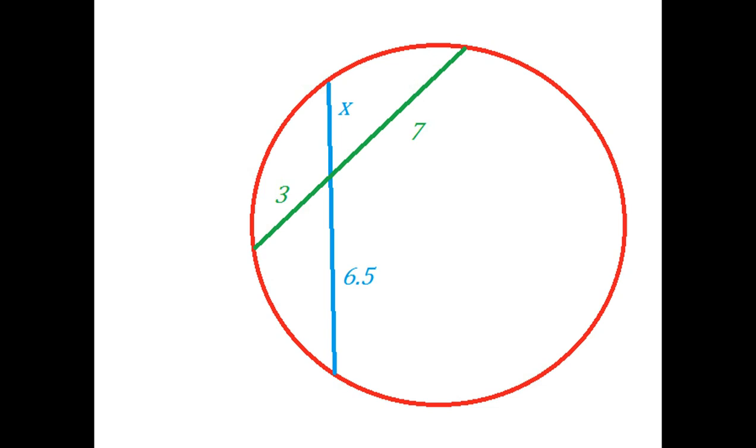Right. So when you're doing your multiplication, hopefully you went 3 times 7 is equal to 6.5x. So then it would be 21 divided by 6.5, which gets you about 3.2. Okay. So 3.2, 3.23, anywhere along there. So you get kind of a not a whole number, not a nice fraction. Okay. So again, multiply one chord's lengths, and that equals the product of the other one.